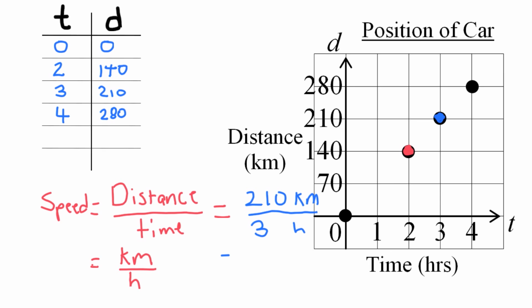Well, we can simplify this. We can do 210 divided by 3. And if you do that, you get 70. And the units are still kilometers divided by hours. Or we can say 70 kilometers per hour. So the speed is actually the same whether you use this dot or this dot. If you use this dot, it would be 280 divided by 4, and that would be 70 kilometers per hour.